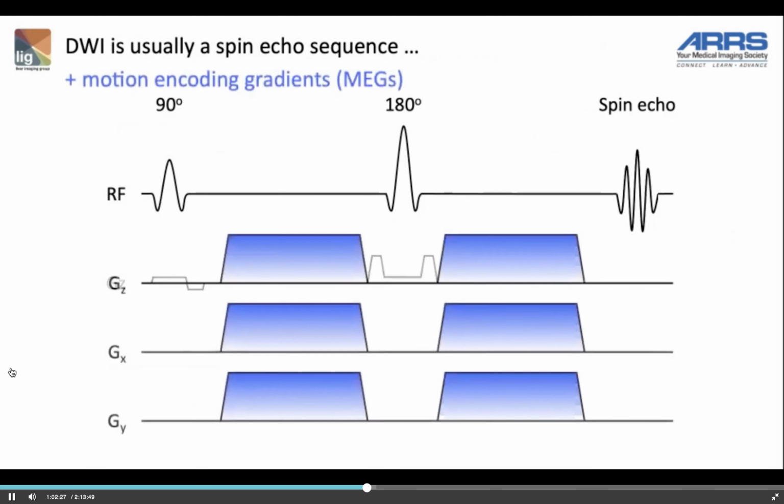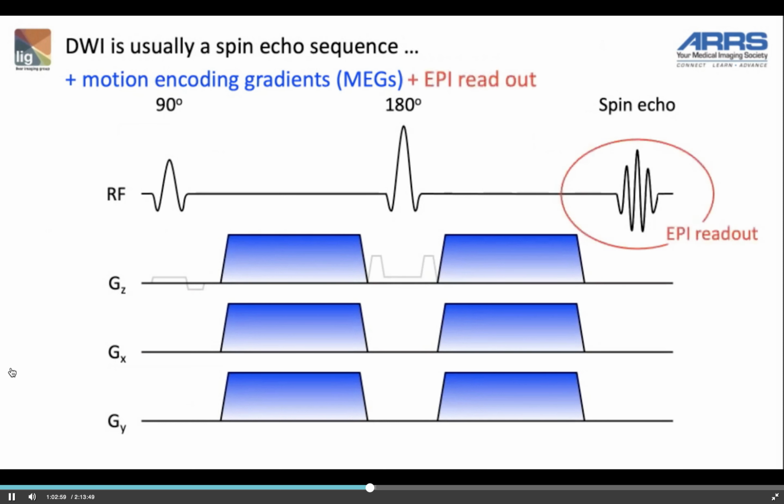In order to do DWI, you need to apply so-called motion encoding gradients, or MEGs, and these motion encoding gradients can be applied in the slice direction, in the frequency direction, and in the phase direction. And as we will see later, they can be applied in all the directions simultaneously, and we'll explain later why that might be helpful. But this is still not enough to do DWI. In order to do DWI, we need to read the spin echo, and we will usually read it using something called echo planar imaging, or EPI, an EPI readout.